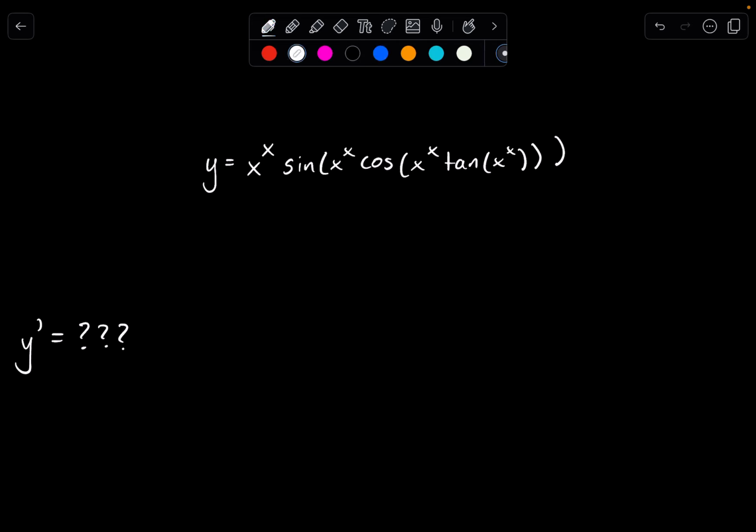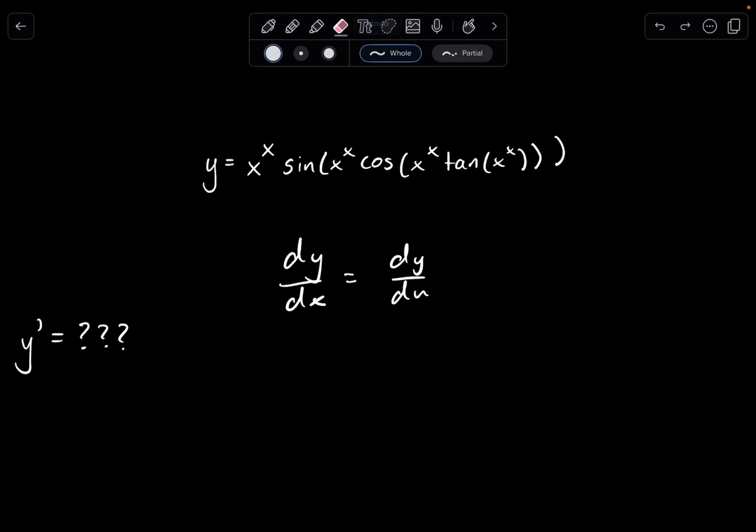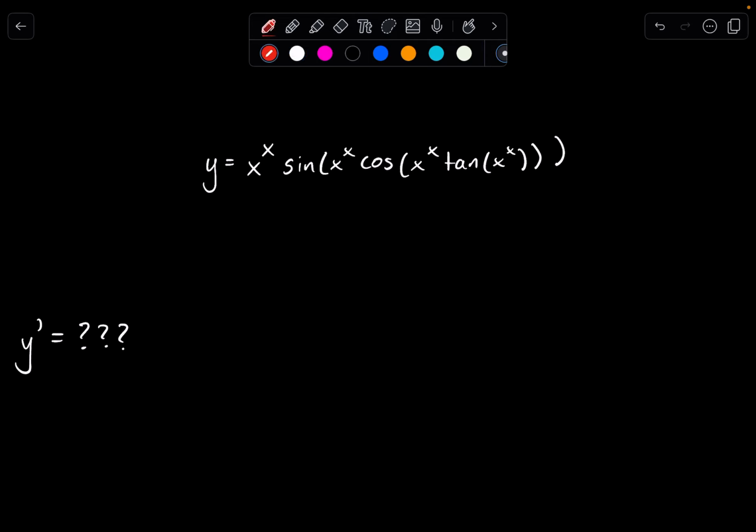Chain rule, if you don't remember, is dy dx is equal to dy du times du dx. So you differentiate with respect to another variable, and then you differentiate that with respect to x. So you will ultimately get dy dx. And we'll see that in action. So let's get right into it.